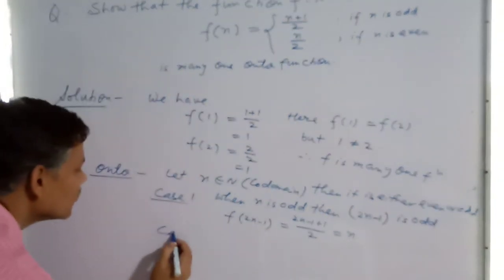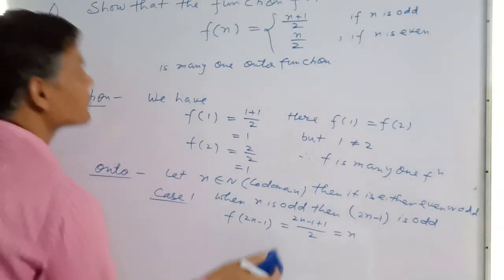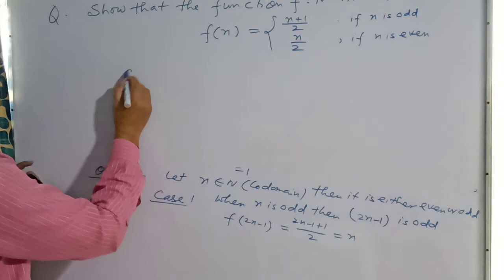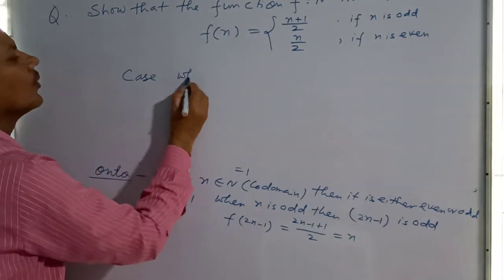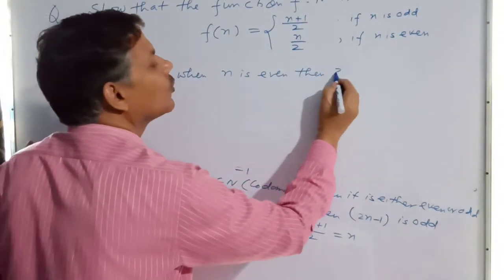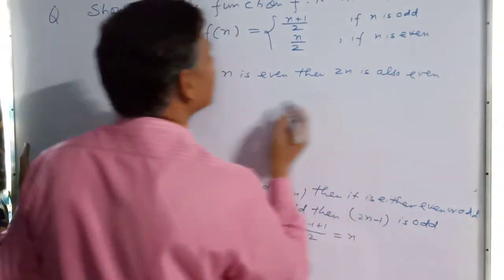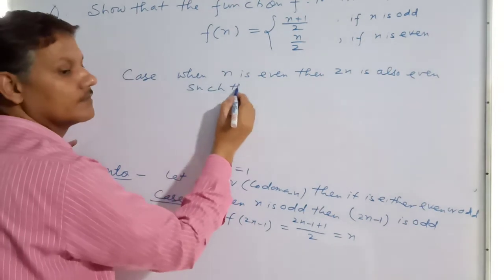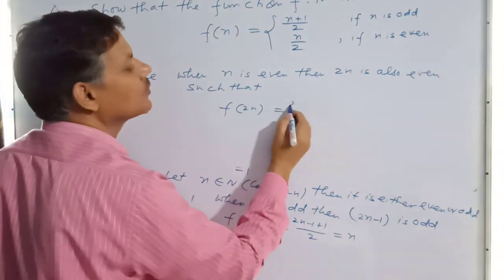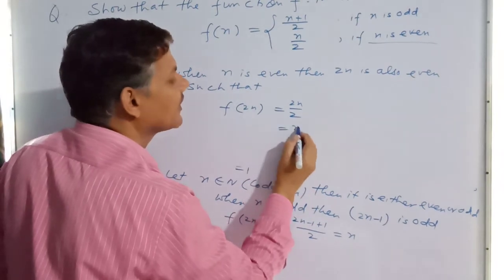Again, case number 2, when n is even, then 2n is also even, such that the image of 2n is equal to 2n by 2. Here we are required to use this definition and it comes as n.